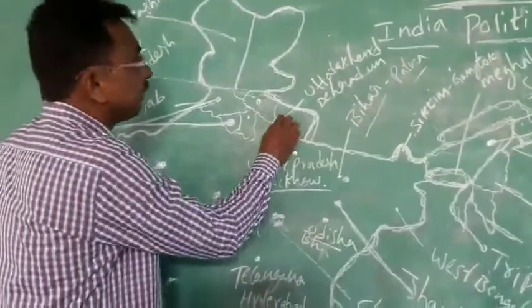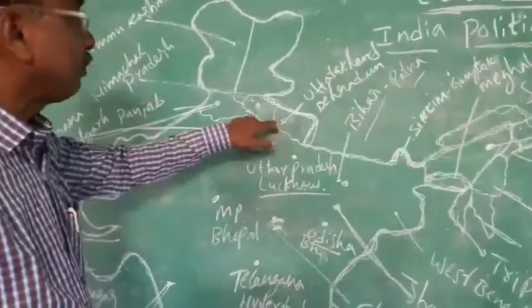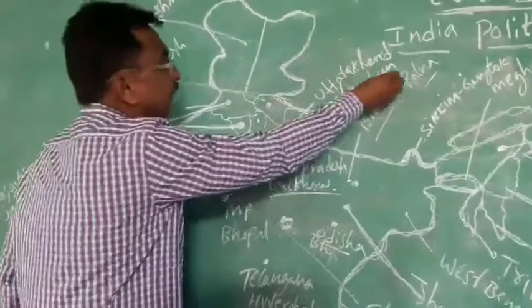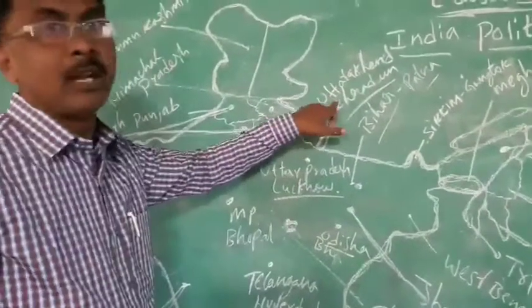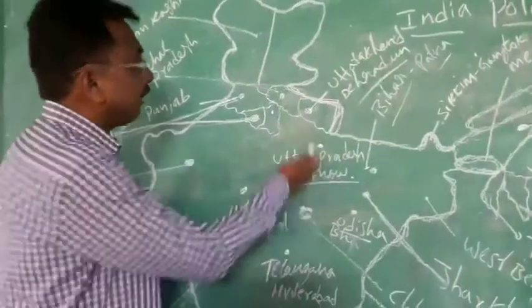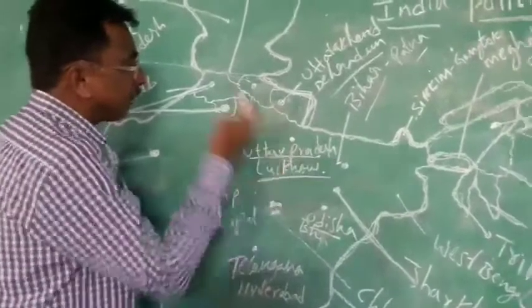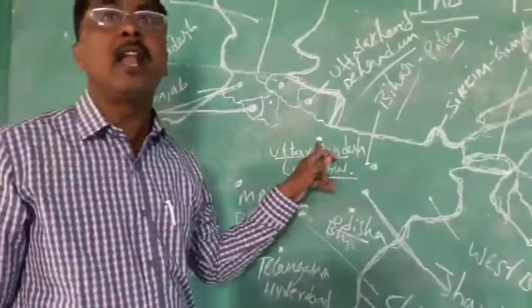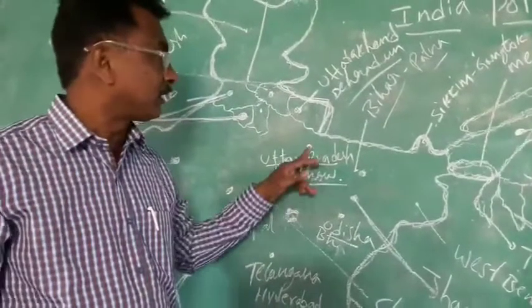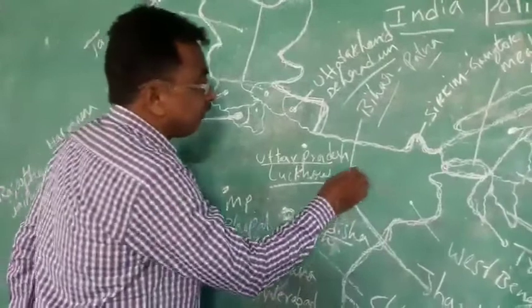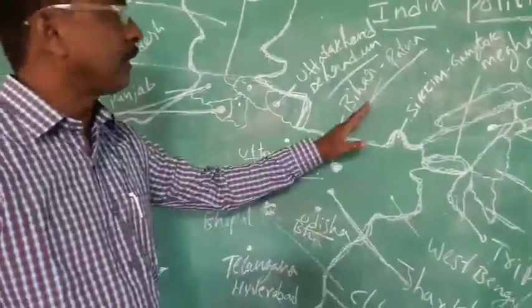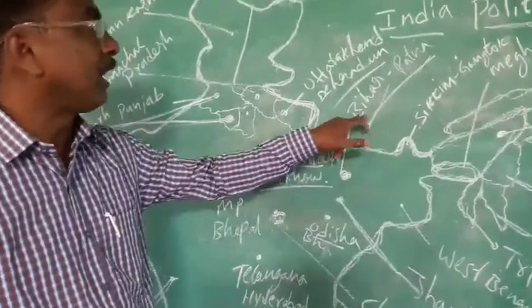And next one you see here, Uttarakhand. Uttarakhand is here, and the capital is Dehradun. And if you come here, Uttar Pradesh, capital is Lucknow. And here, Bihar. What is the capital of Bihar? Bihar capital is Patna.